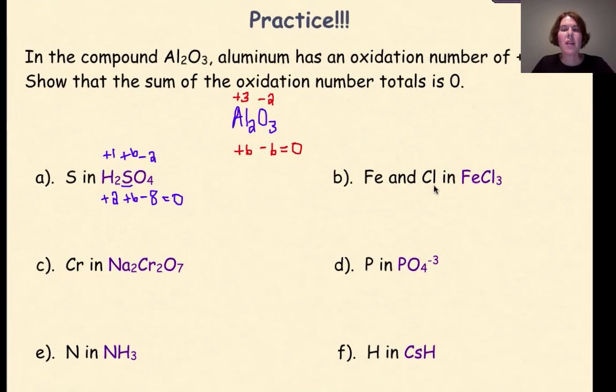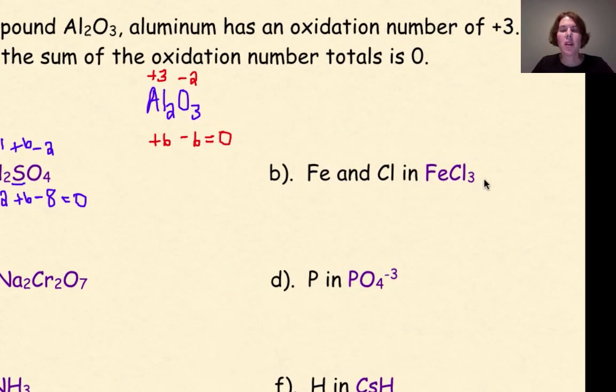Now let's look at Fe and Cl in FeCl3. This is sort of interesting because you have a transition metal, which you know has to be positive, and a nonmetal, which you know has to be negative. Iron has a number of different oxidation states. It can be +2 or +3. One way that you can figure out the charge on iron is by reverse crisscrossing it. So this 3 had to come from the Fe. If I take this 3 and bring it back, this Fe has to be +3.